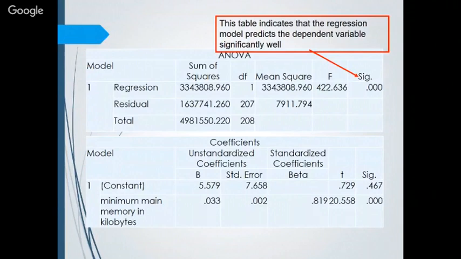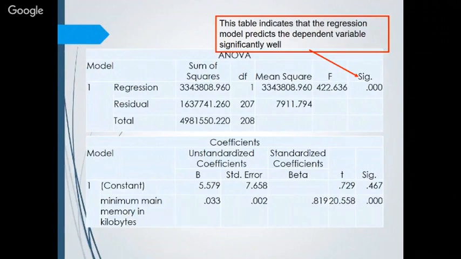Under the coefficients, there are two categories: unstandardized coefficients and standardized coefficients. Right now we are using the unstandardized coefficients only. Under beta, the constant is 5.579. In our equation, y is equal to a plus bx, so a is 5.579, and in the bx component, b is equal to 0.033, which is the slope of the regression line.